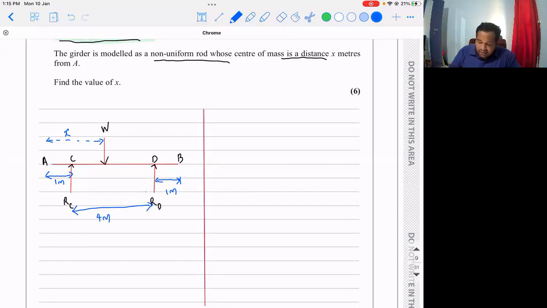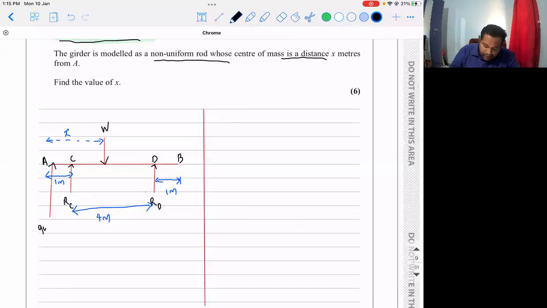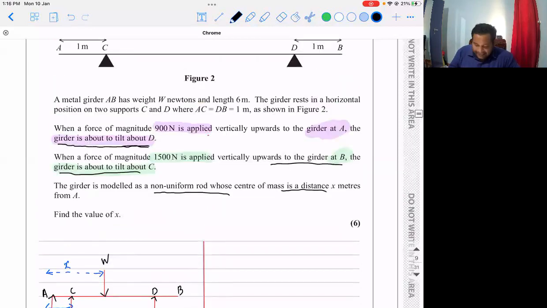And in the first case, there is a force of 900 Newton acting upwards. So due to that, what happens is this is going to tilt. At which point? About D.